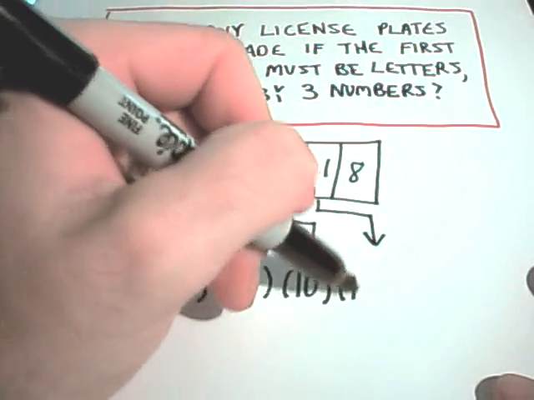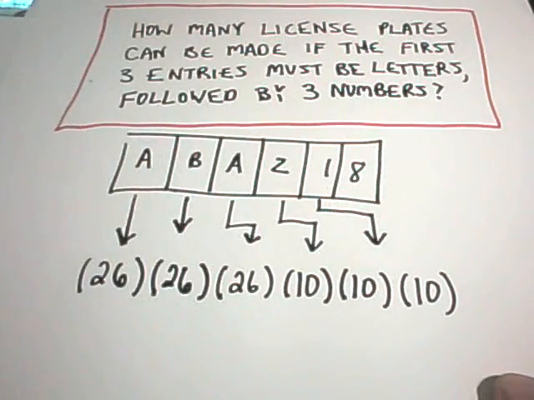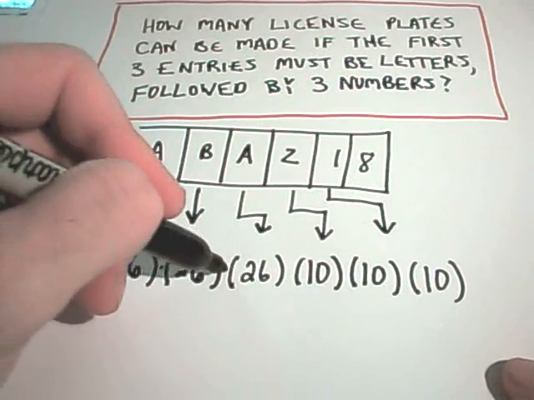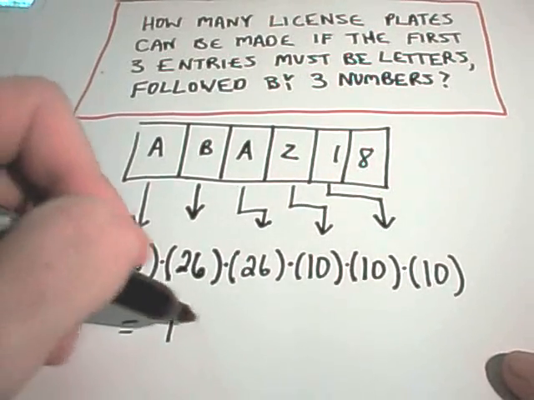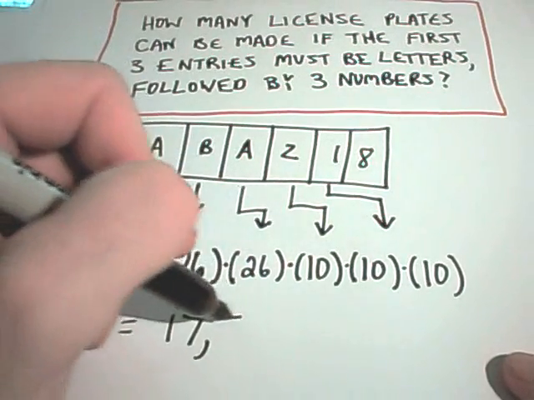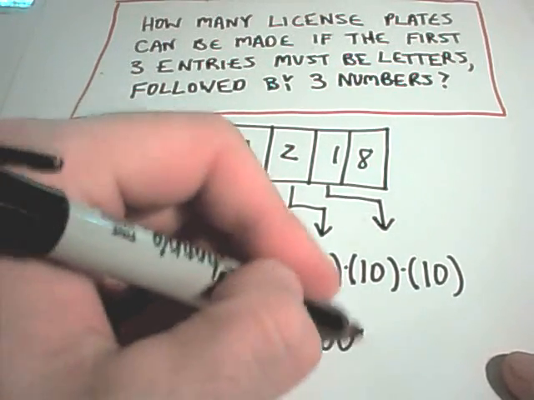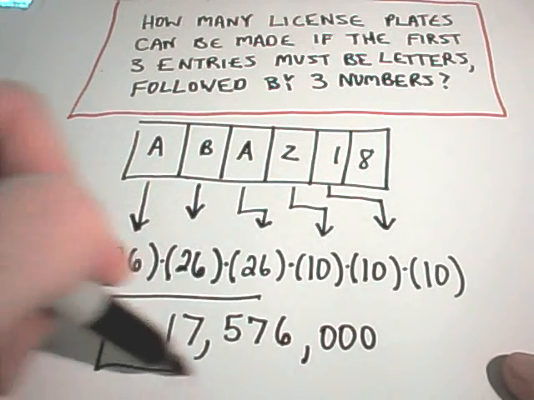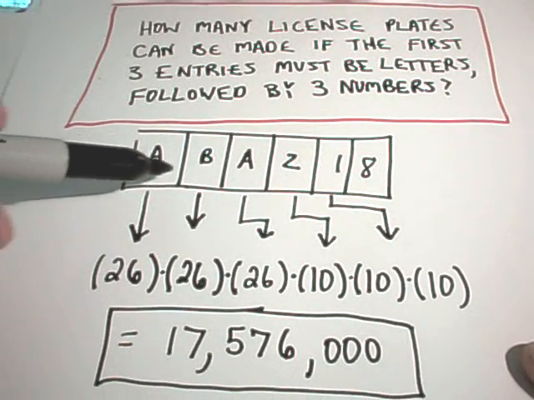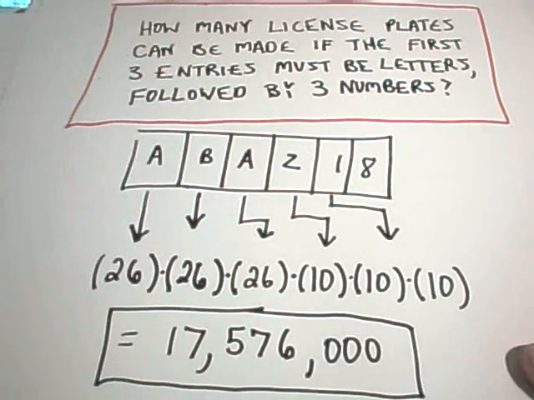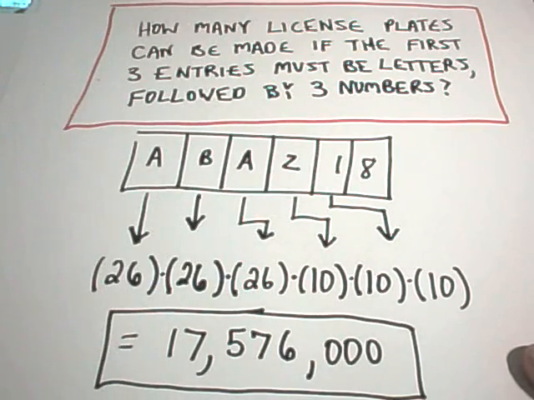For my fifth choice, again, I have to pick a number. I've got 10 choices. For my last number, I again have 10 choices. So it says you get 26 times 26 times 26 times 10 times 10 times 10. If you multiply this out, it turns out that you're going to have to make 17,576,000, and that's it. License plates. So those are the total number of different license plates that you can make, if the first 3 entries have to be letters, the last 3 entries have to be numbers. I said it backwards earlier.